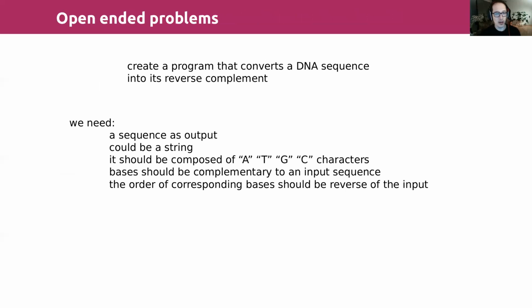Let's try that with our open-ended problem here. Create a program that converts a DNA sequence into its reverse complement. So we know we need a sequence as our output. So it could be a string, for instance. It should be composed of string characters, but specifically the DNA bases, A, T, G, and C. Those bases should be complementary to some kind of input sequence, I guess, that we're going to give the program. And we know that the order of corresponding bases should be reversed. So all this just thinking about the output of this.